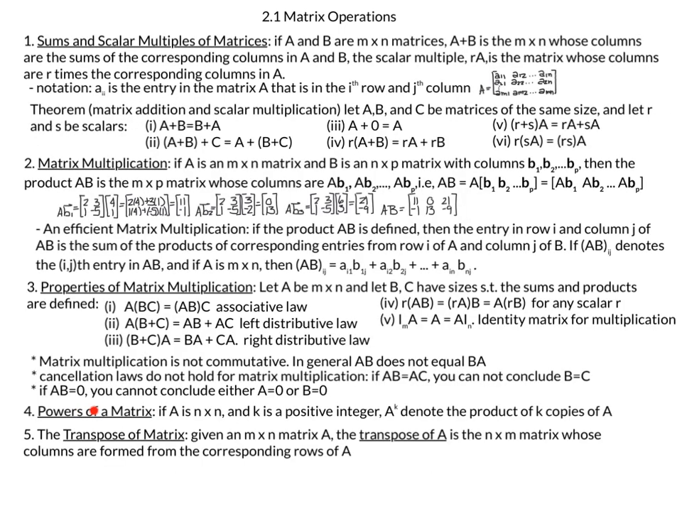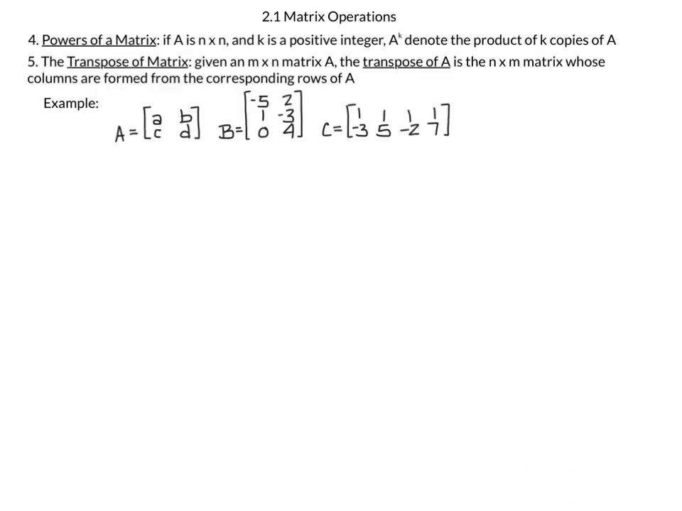Next, we can talk about the powers of a matrix. So if A is n by n, and k is a positive integer, then A to the k denotes the product of k copies of A. And then last is the transpose of a matrix. Given an m by n matrix A, the transpose of A is the n by m matrix whose columns are formed from the corresponding rows of A. So we have the following example for transpose.